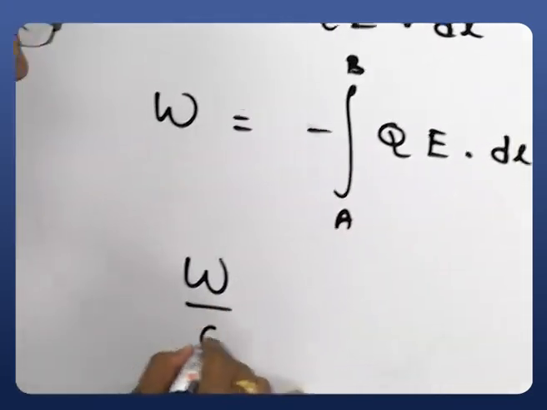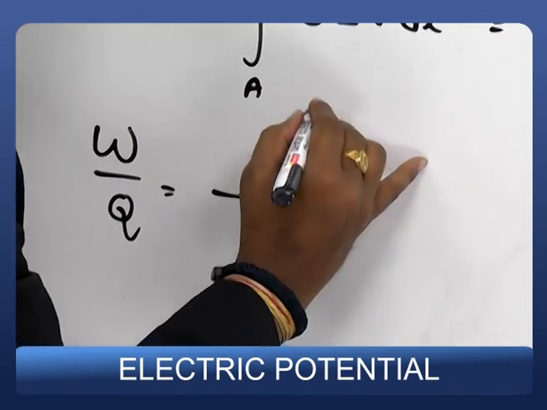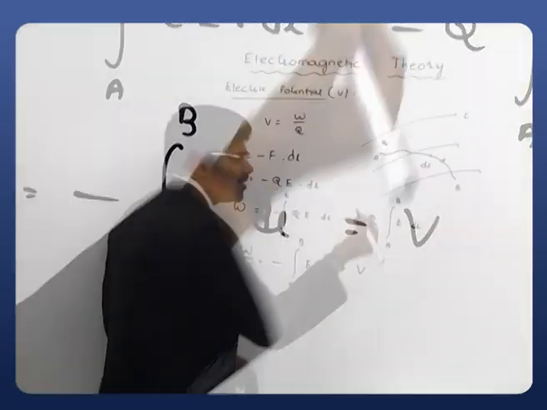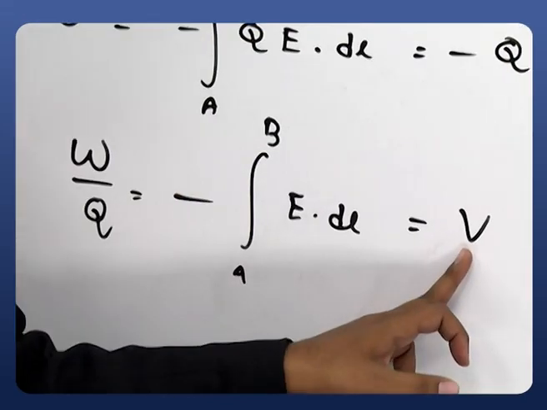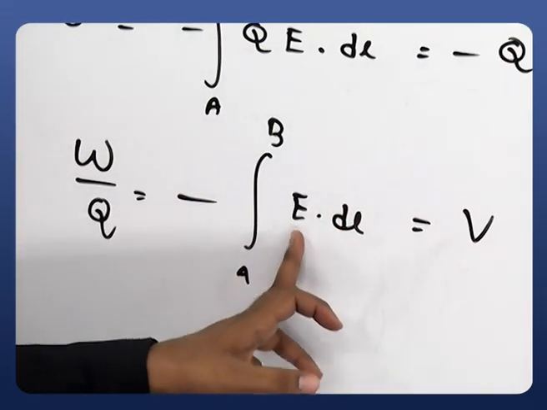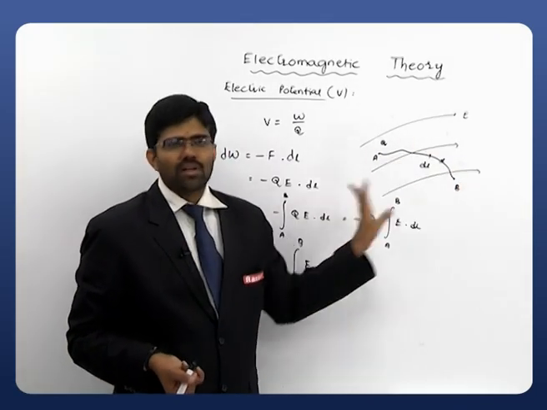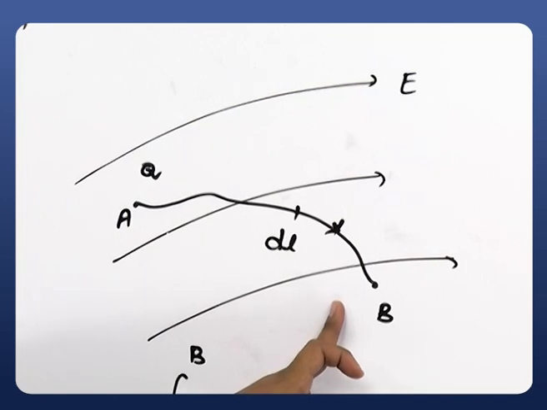So work done per charge, which is nothing but minus integral A to B E dot dl, is nothing but the potential that we defined. Clearly, the potential V is the electric field intensity multiplied with the distance over which the charge travelled, that is from point A to point B. Nothing more than that. It's a very simple one.